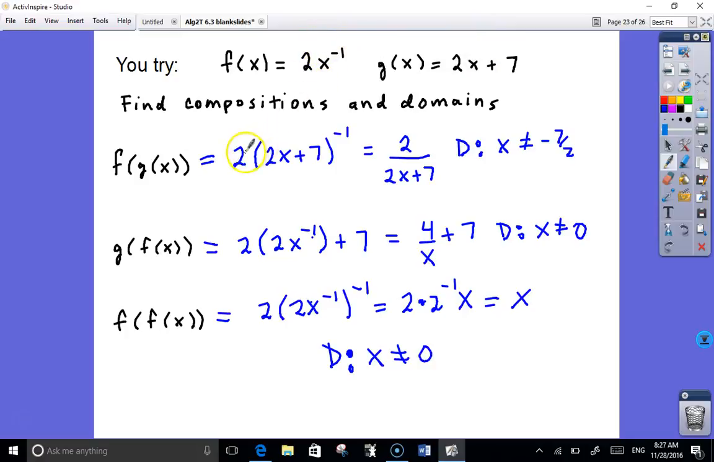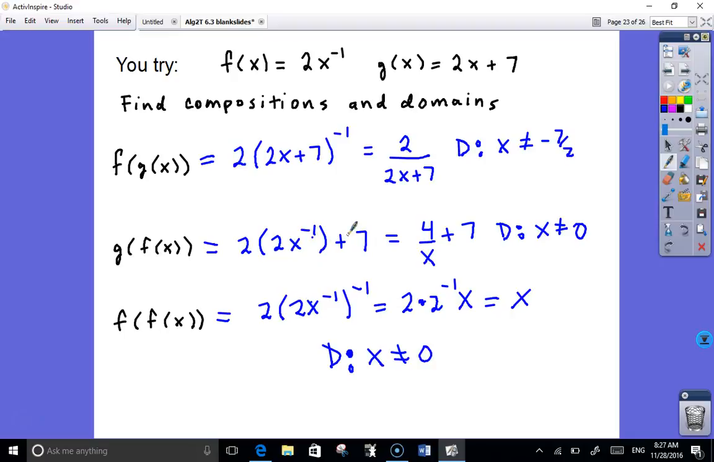So what did that look like? 2 times 2x plus 7 raised to the negative 1. Right? We replace the x with 2x plus 7. Simplify. Flip it to the denominator. Can't divide by 0, so x does not equal negative 7 halves. Right? G of f of x, now we've got to take 2x to the negative 1 and put it in the place of x there. So 2 times 2x to the negative 1 plus 7, which is 4 over x plus 7. Again, domain x does not equal 0.